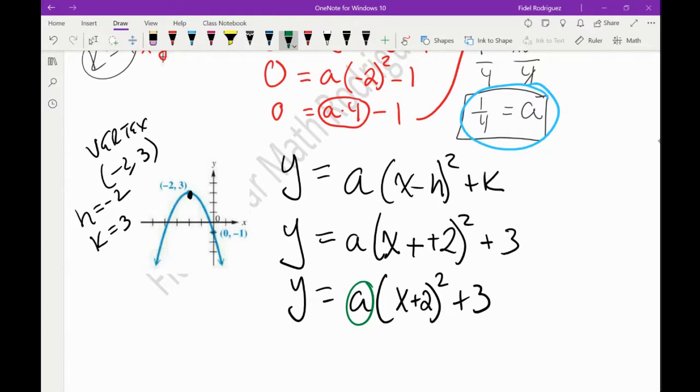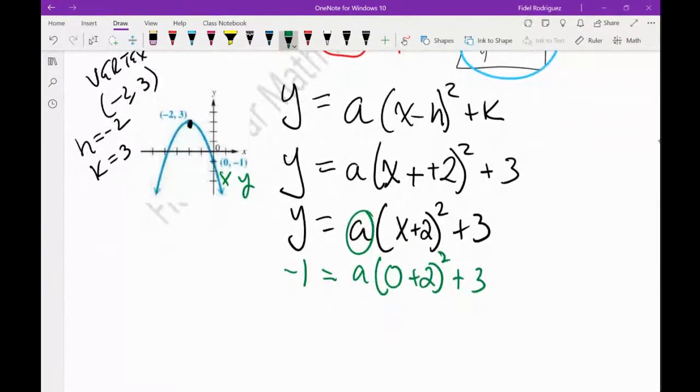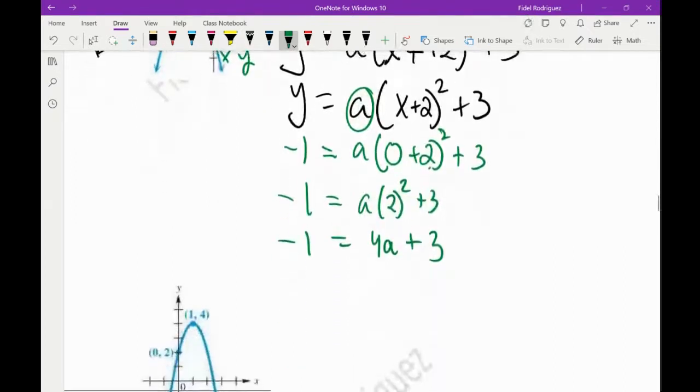Think about what I'm going to do here. Remember, this point that I have here, that's the x and that's the y number. So where the y used to be, I'm going to put the number -1 equals a. Where the x used to be, I'm going to put the number 0 plus 2 squared plus 3. Okay. And let's see, this is going to be -1 equals 0 plus 2 is 2 squared plus 3. 2 squared is 4. So guys, I'm going to write that as 4a plus 3.